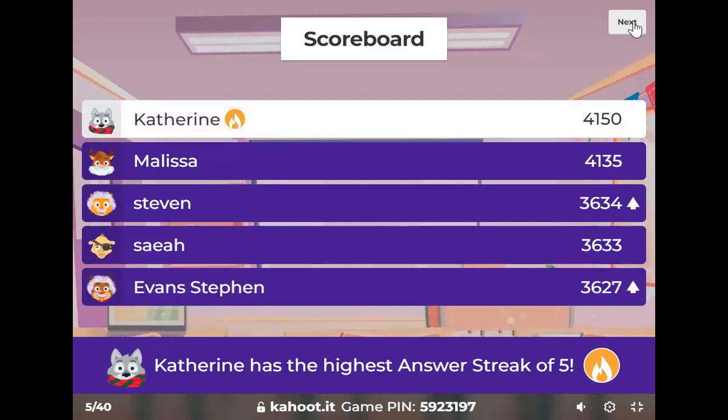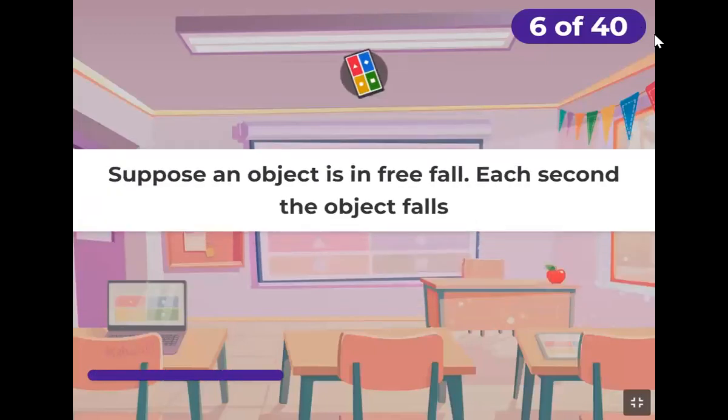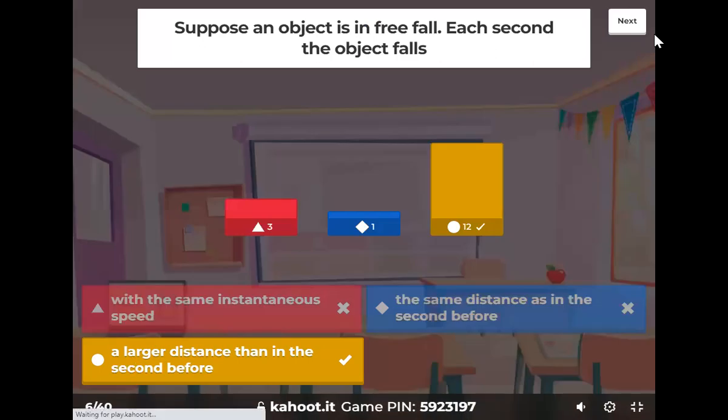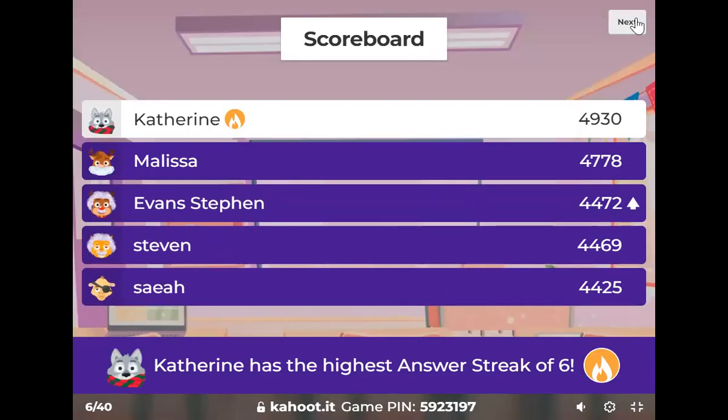Suppose an object is in free fall. Each second the object falls a larger distance than the previous second, right? Remember, if you take a picture every second, it's spreading out. So it's speeding up, speeding up at a uniform rate.